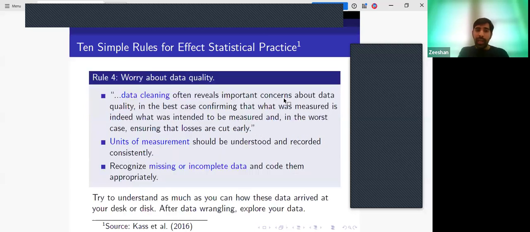So the fourth rule is when we think about data, we should always think about the quality of data as well. So what does this mean? This means that we have different variables, and we have to think about how we can clean the data, what variables we have in the data, what the scales of those variables are, whether those variables are on a nominal scale or an ordinal scale, and how many missing values we have in the data.